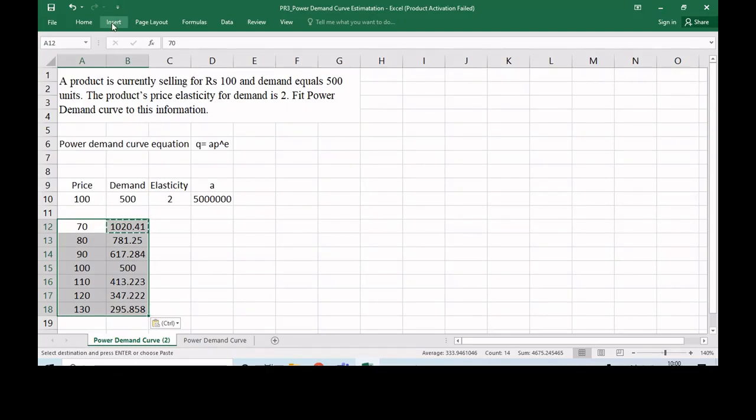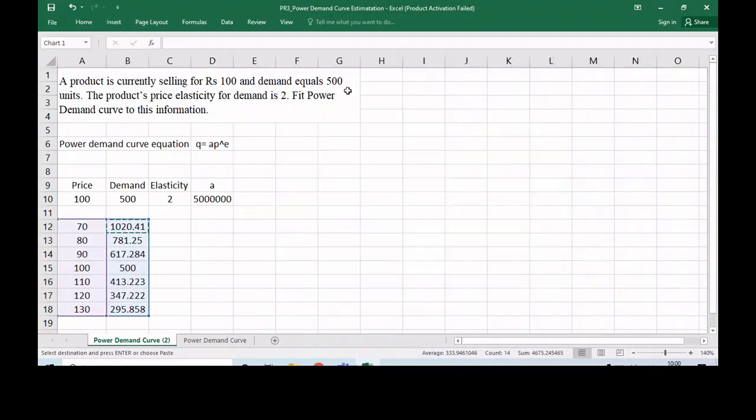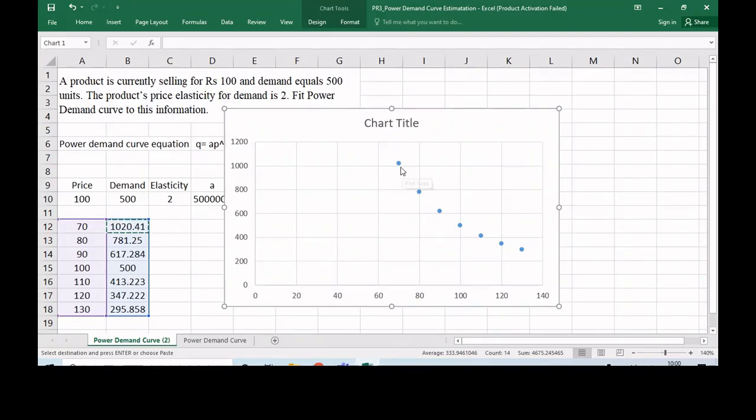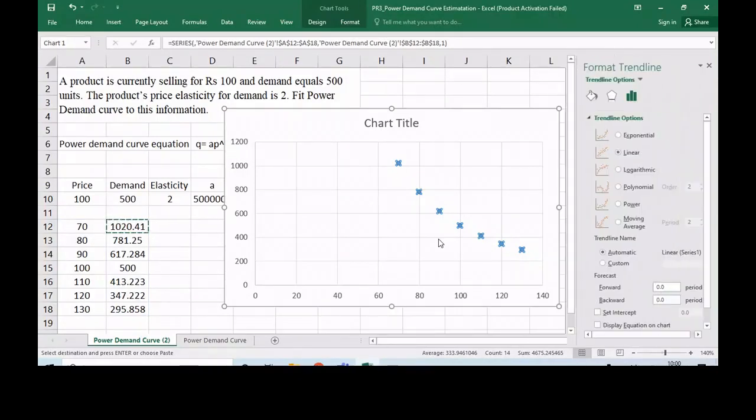Okay. Now the next step, you have to select all these coordinates. Go to insert, select scatter plot. Again, you can select the scatter plot with marker. You select it, and now you get a power demand curve on your screen. As usual, select any coordinate, right click, add trend line. As I told you previously, by default it is linear, but we want a power demand curve. Just select the power option. So you have a power demand curve.